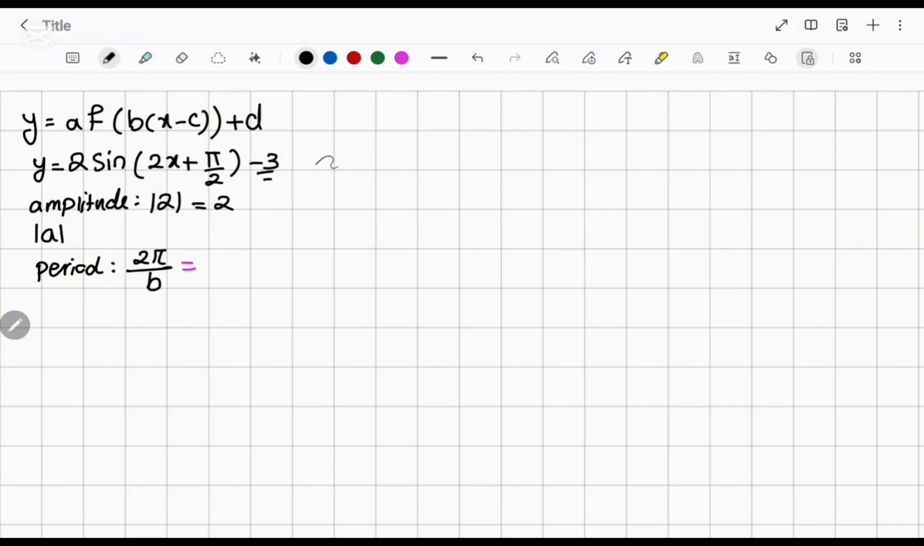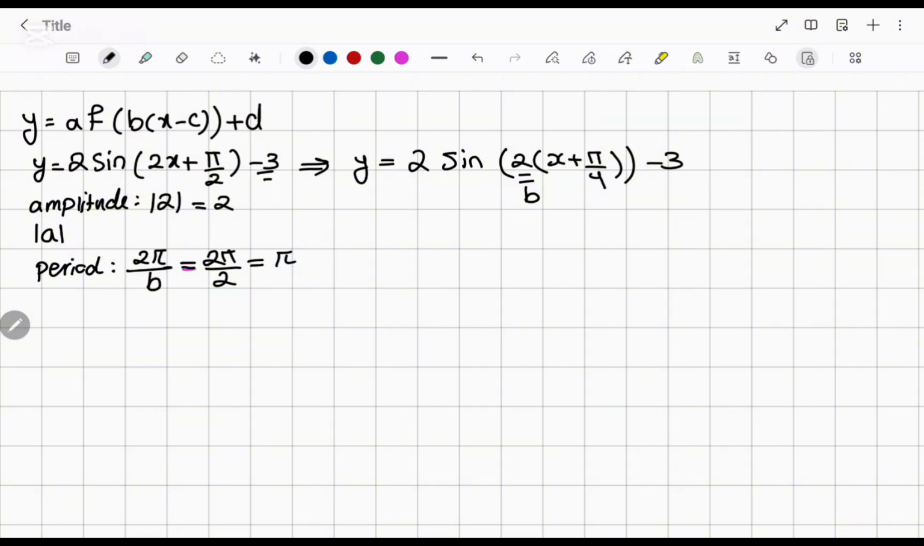So look, I'm going to rewrite the same function in this form. I'm going to factor out the 2. So it's going to be x plus pi over 4, close the parentheses, minus 3. So the b here is going to be 2. The period of the function is going to be 2 pi over 2, which is pi. Pi here means one full cycle of the function is going to happen every pi units.